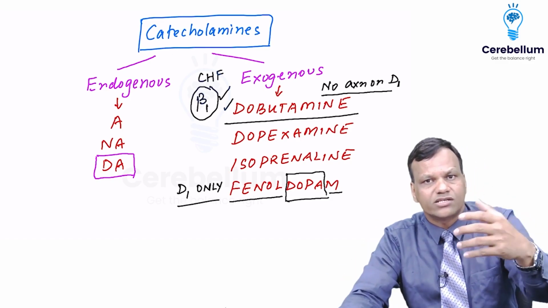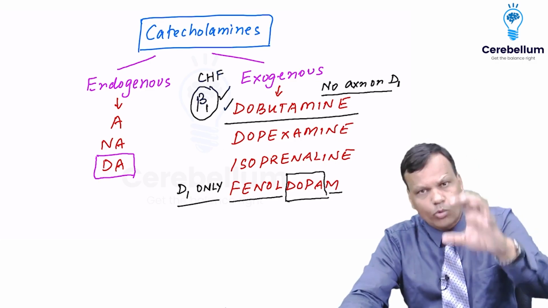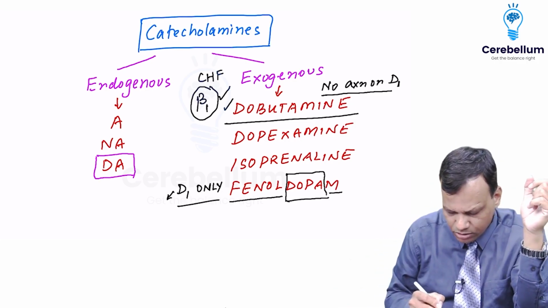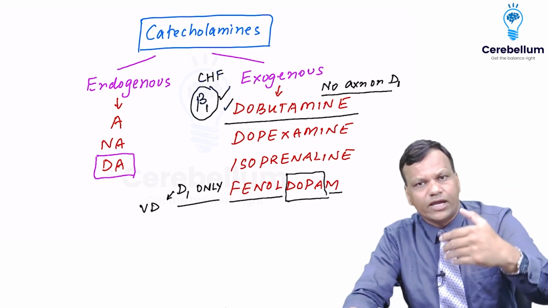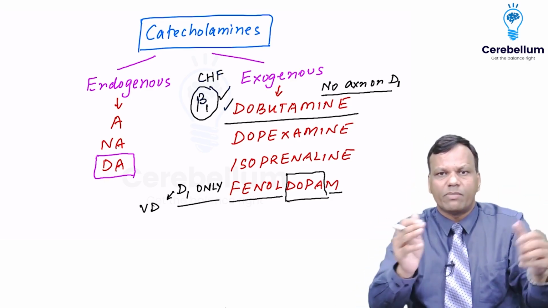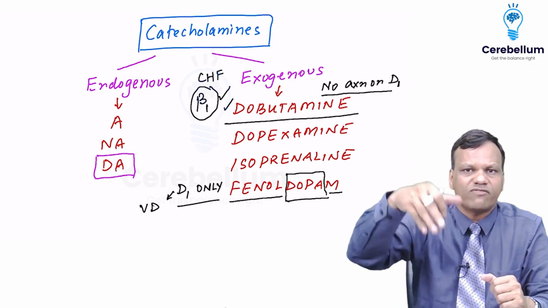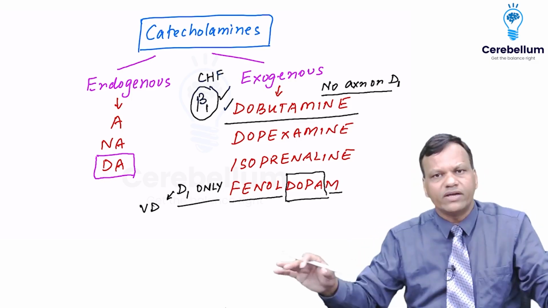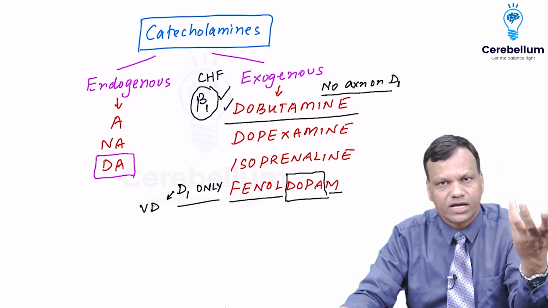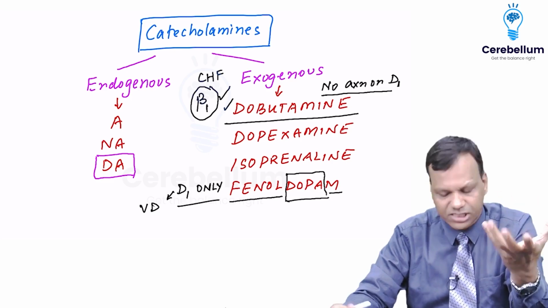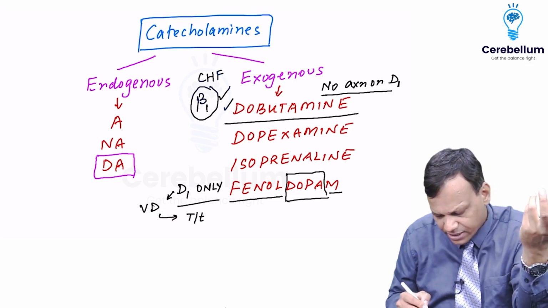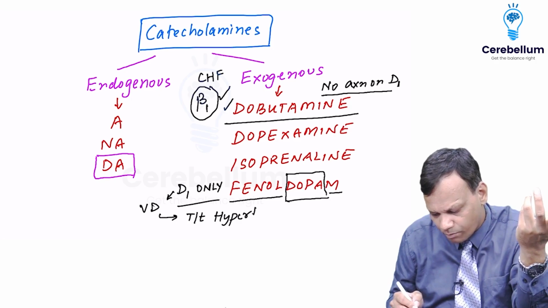Remember, dopamine at high dose starts stimulating beta 1 and alpha 1 also, but fenoldopam stimulates only D1. And what was the role of D1? D1 was causing vasodilation. So even at high dose, it stimulates only D1, so only vasodilation. Remember, when we give dopamine in high doses, it starts stimulating alpha 1 also, and alpha 1 causes vasoconstriction. But fenoldopam, even at high doses or low doses, stimulates only D1. And when only D1 is stimulated, vasodilation will occur, and vasodilation will decrease the blood pressure. So where will we use fenoldopam? When we want to decrease blood pressure, so it will treat hypertension. So fenoldopam is used for hypertension.